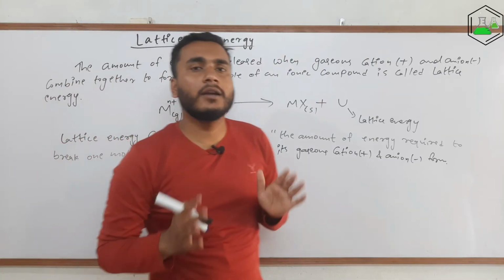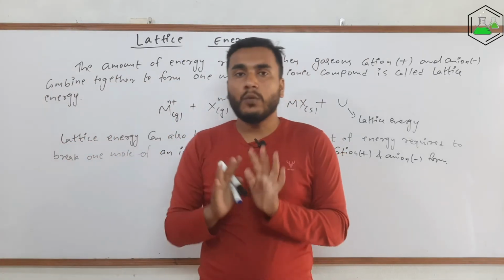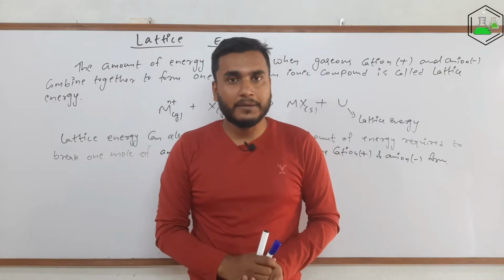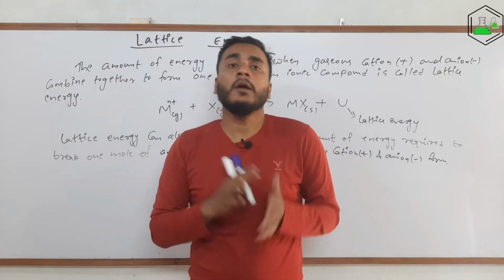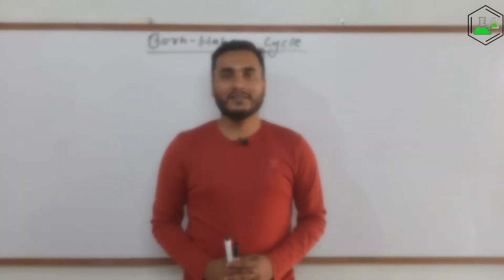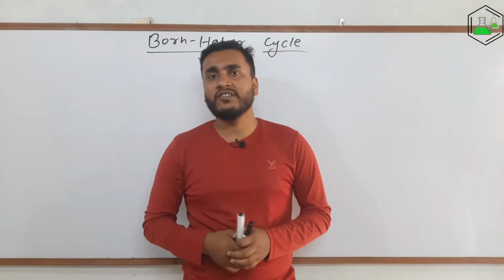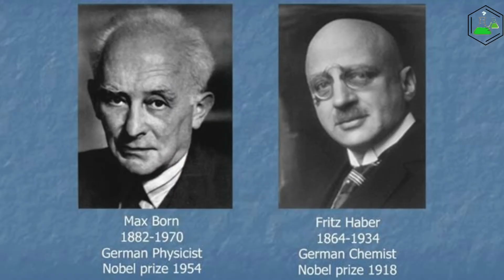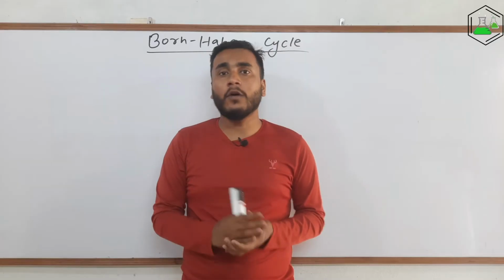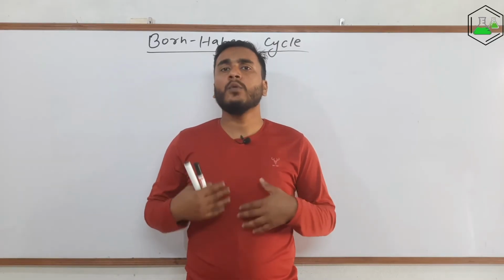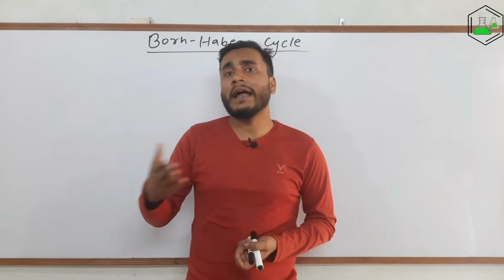You can define lattice energy in any of the way you want. So this is lattice energy. Now let's understand about the Born-Haber cycle. In 1919, two German chemists, Max Born and Fritz Haber, developed this theory to calculate the value of electron affinity. But now we are using that theory to calculate the value of lattice energy.